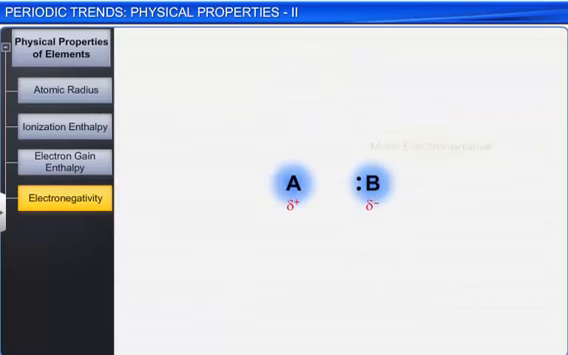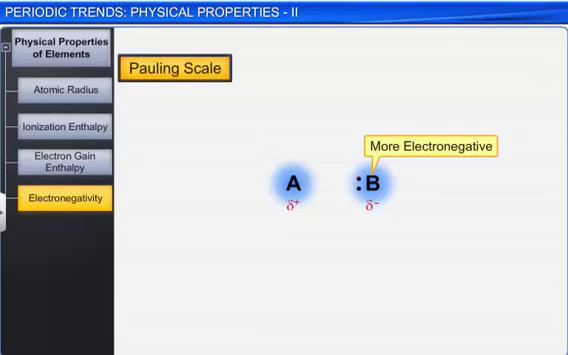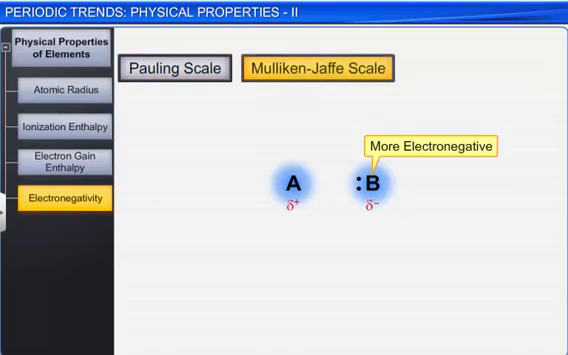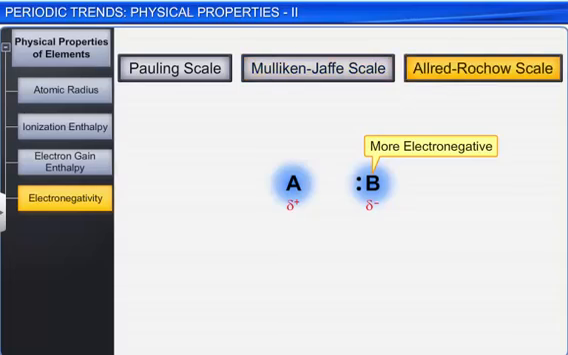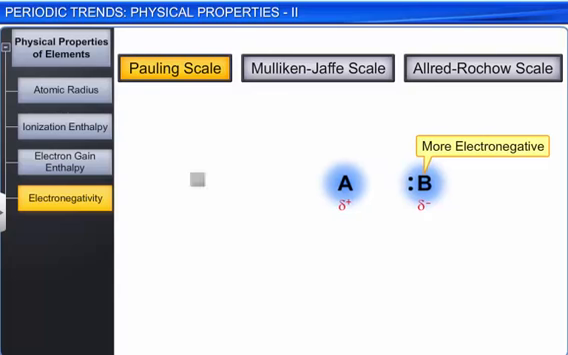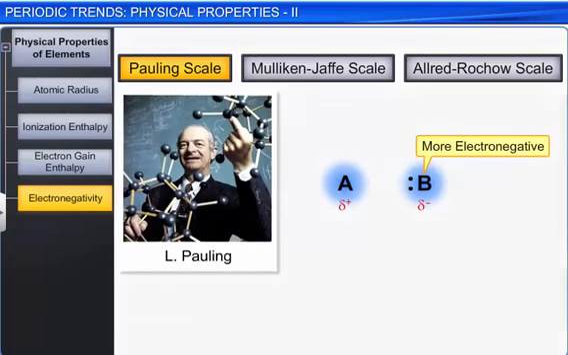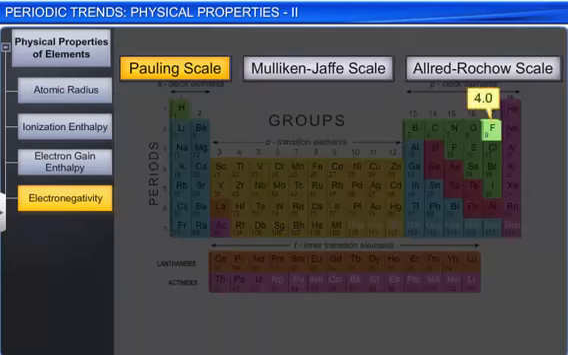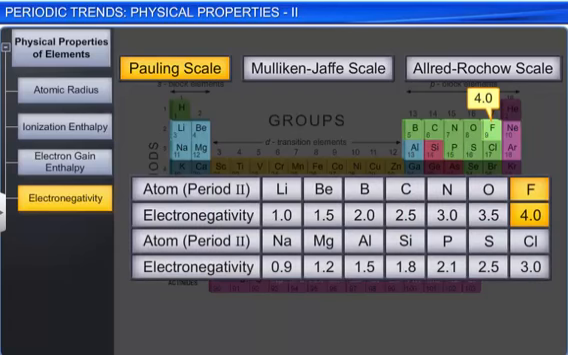Although electronegativity is a qualitative measure, different scales have been developed to measure it, such as the Pauling scale, Mulliken-Jaffe scale, and Aldred-Rochow scale. Of these scales, the Pauling scale, named after its discoverer Linus Pauling, is the most widely used scale to measure electronegativity. Pauling assigned an arbitrary value of 4.0 to fluorine. The table shows the approximate value for the electronegativity of a few elements based on the Pauling scale.